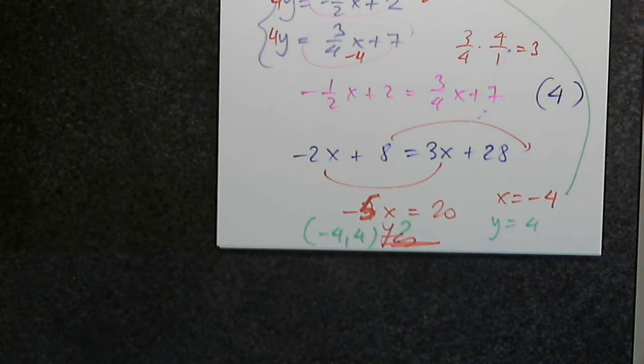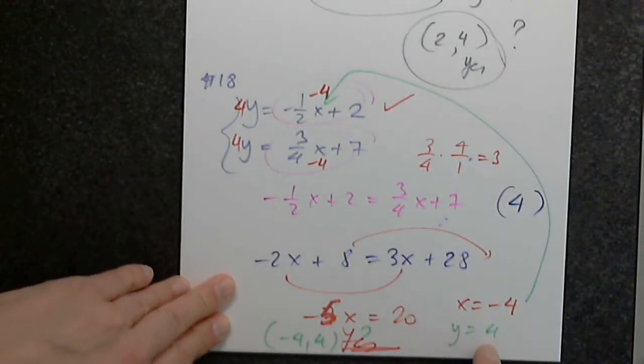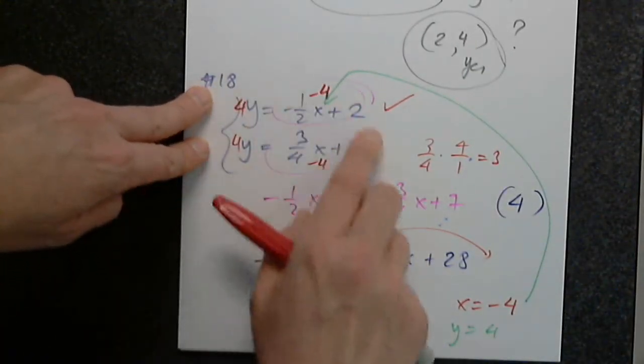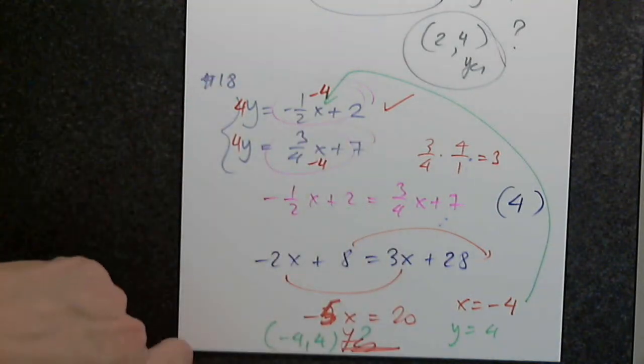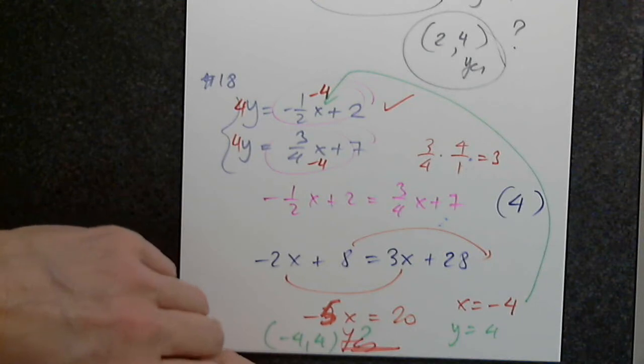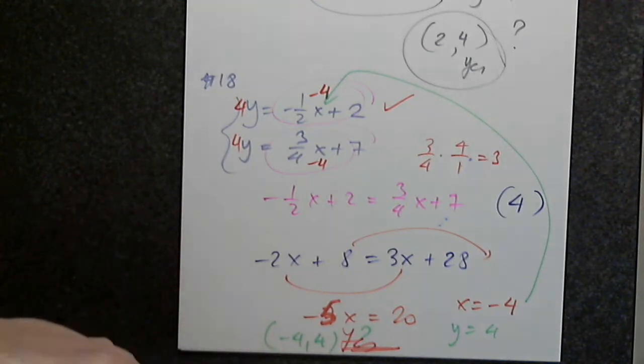So we just put in the values once we found x equals negative 4, and we just substituted. X was negative 4 and y was 4, so we substitute everywhere here to see whether the left-hand side equals the right-hand side. And it has to work in both equations.